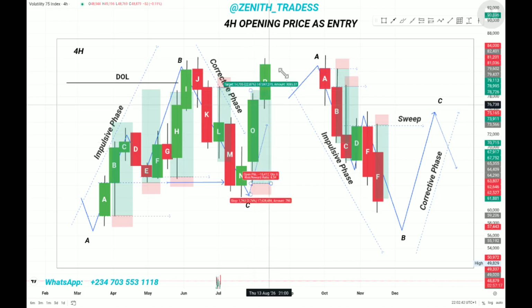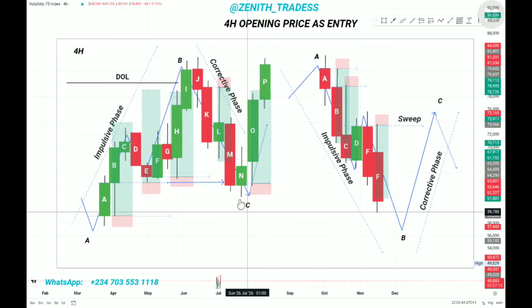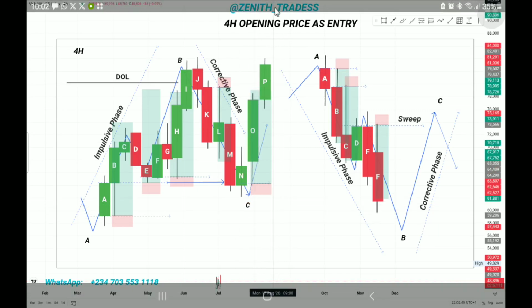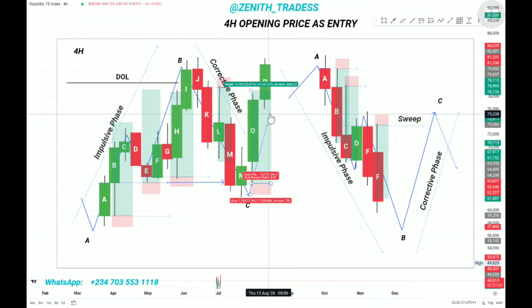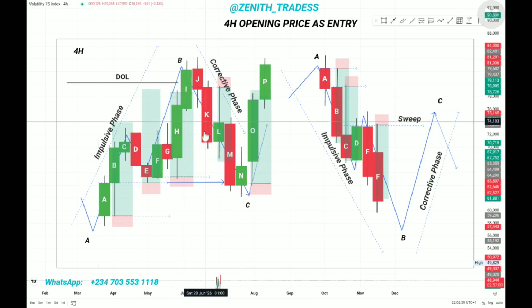After candle O closes, candle P opens, retraces a small bit, and it's also going up. This is a new impulsive leg now, because C is the new strong low. I hope we are following. C is the new strong low. So this continuation pattern will continue to move up until the overall objective of this 4H leg is complete.